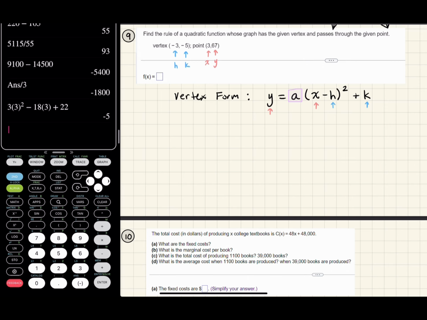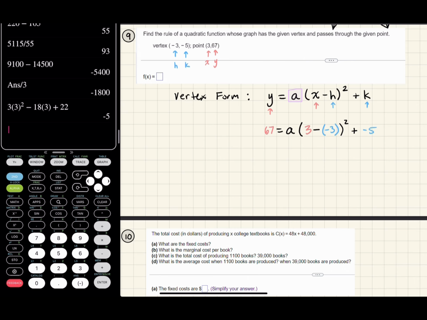So y is 67. Don't know what a is. X is 3 minus h is negative 3, squared plus k is negative 5.